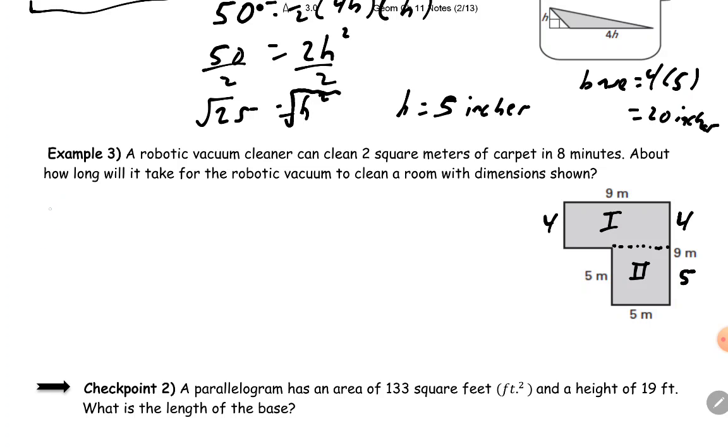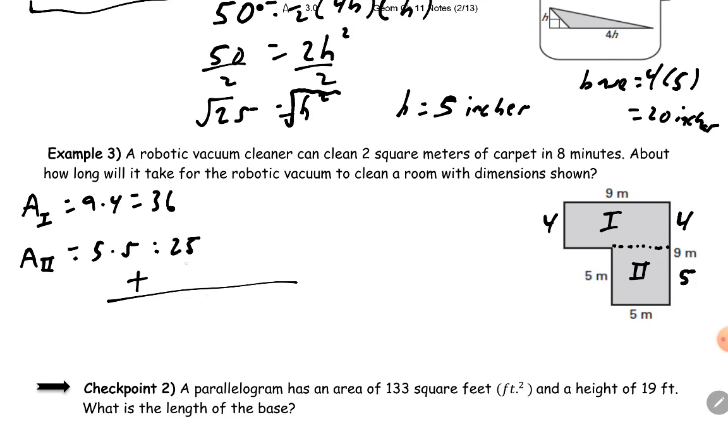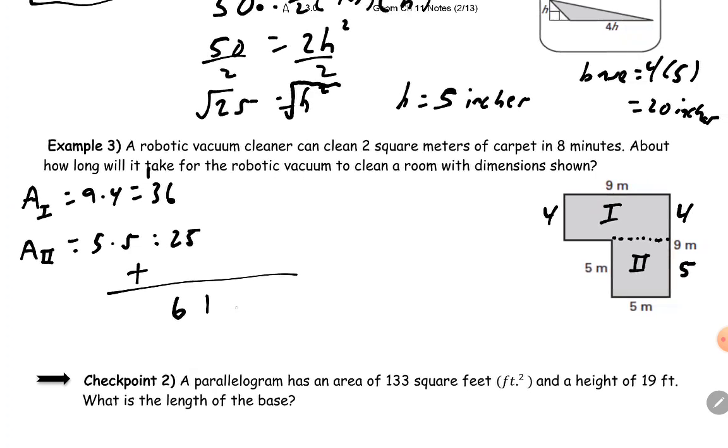So the first rectangle, area 1, is equal to 9 times 4, 36, and area 2 is a square, so that's 5 times 5, which is 25. Okay, we're going to add them together. And we have 61 square meters.